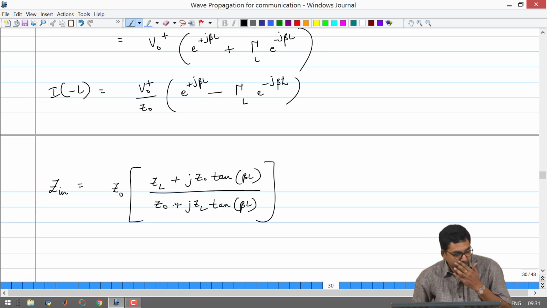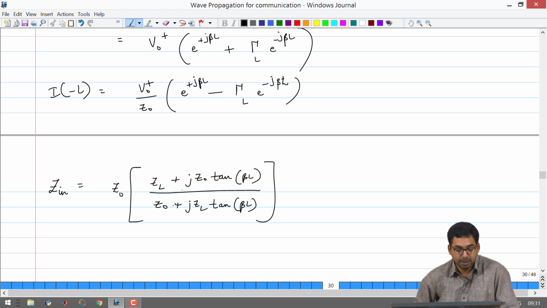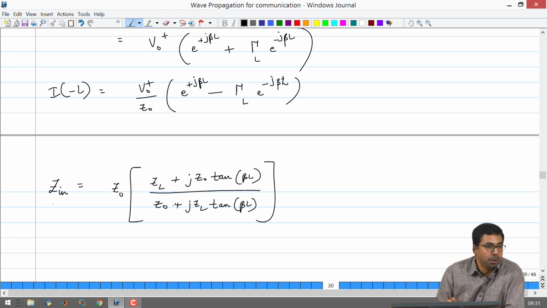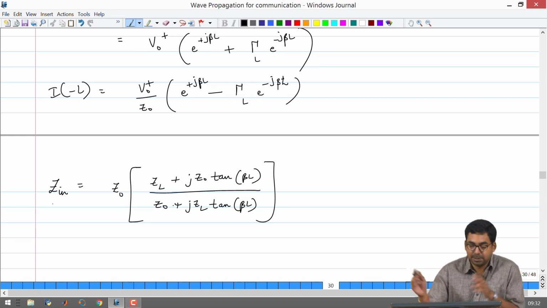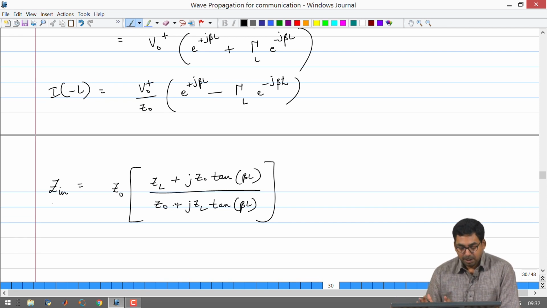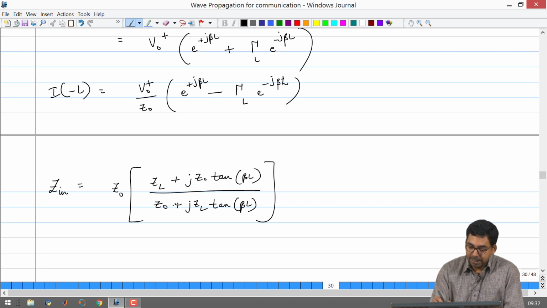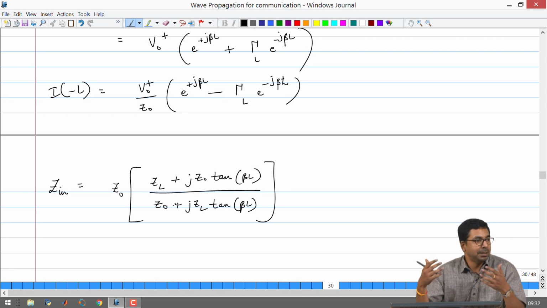This is actually a very complicated expression, and one cannot get a feeling of what the Zin is actually going to look like when the transmission line is of length L. But one thing is clear: even within that transmission line you are going to have some repetitions. Because these are trigonometric functions, they do have a period. All that matters is beta L within the brackets of the trigonometric function, it does not matter what your L is. So, it is going to be repeating every once in a while.